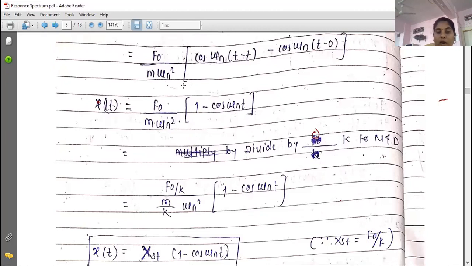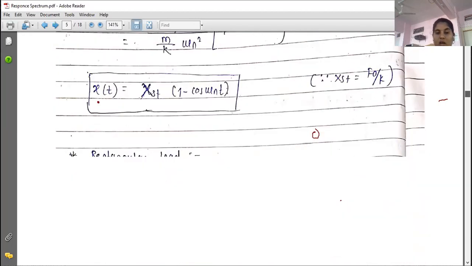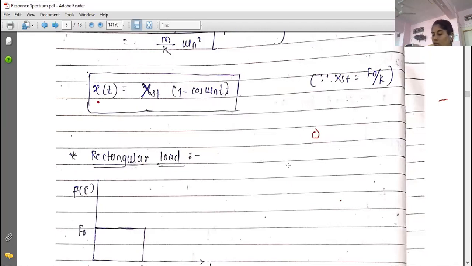If we divide again by k in the numerator and denominator, it becomes f naught upon k, which is x static, where omega n square gets cancelled, into (1 minus cos omega n t). That is the equation of motion for the constant force by using the Duhamel's integral. I will show you once again how this equation comes, and how I have solved this integration part.